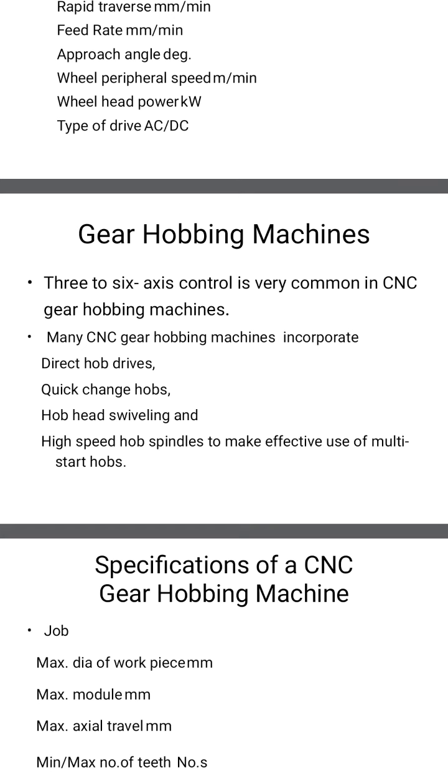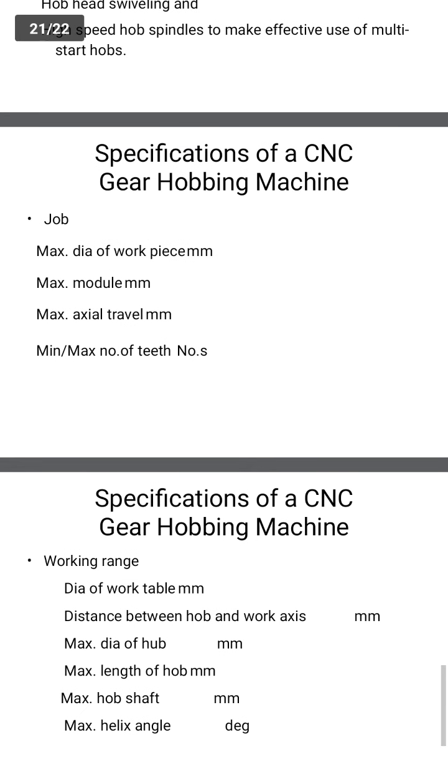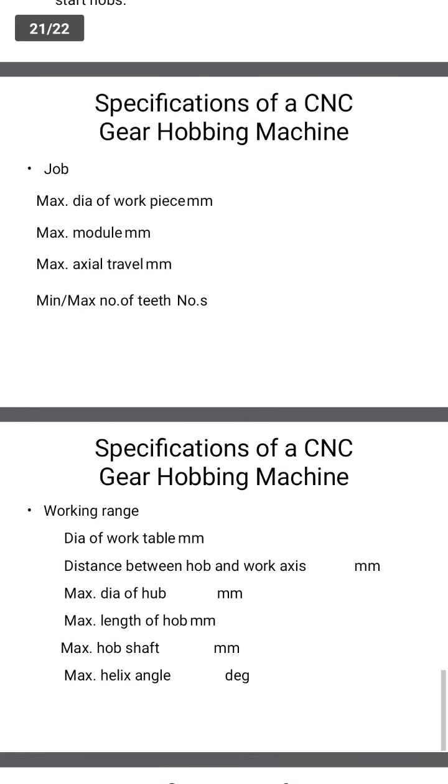Many CNC gear hobbing machines incorporate direct hob, quick change hob head swiveling, and high speed hob spindles to make effective use of carbide hobs. Specifications of CNC hobbing also depend upon the job workpiece. Next, the diameter of the job workpiece we should check. Next, axis travel: which axis is it traveling? Check the axis. Maximum number of teeth: how many teeth is the hobbing made of?